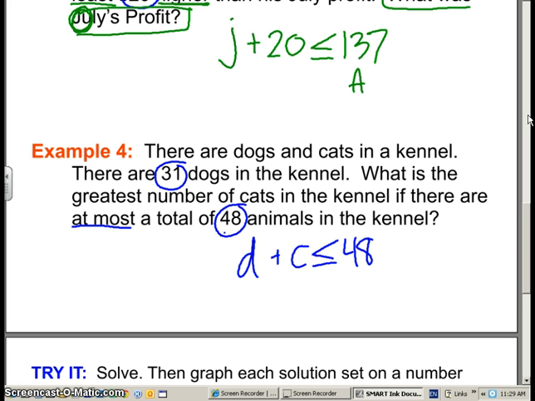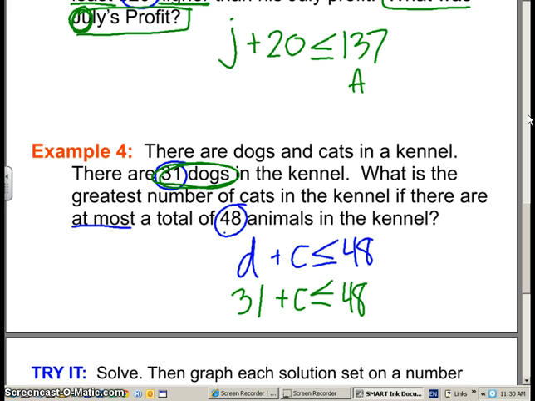Now we can't have two variables here, so go back into your problem. Is there any number that represents dogs or any number that represents cats? There are what? 31 dogs. So rewrite this. 31 plus the number of cats has to be less than or equal to 48.